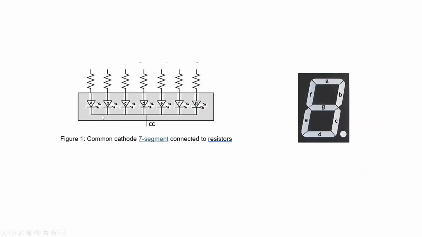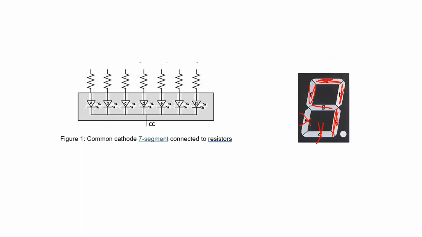For example, if I want to display number 0, I have to turn A, B, C, D, E, and F on. Is that okay? That makes 0. If I want to make number 9, for example, this one is on, and this one is on, and the other ones here are off. This is the main idea.